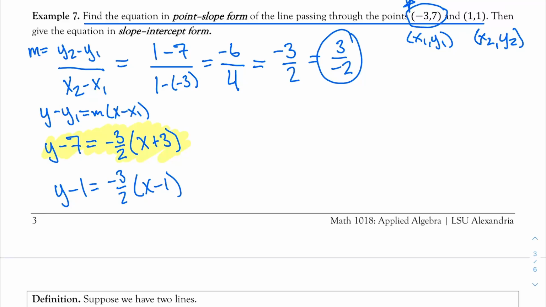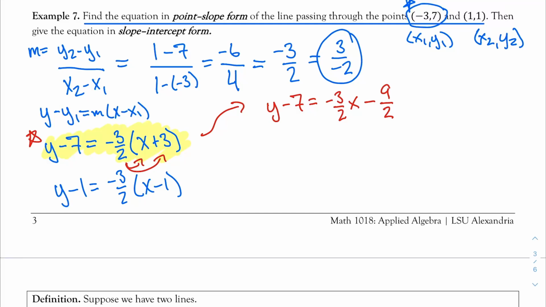Now, I want the same equation in slope-intercept form. Recall what we did in the previous example. All I did was take my equation from earlier, clean it up, and solve for y. So if I clean this up, I get y minus 7 is equal to, after distributing negative 3 halves, negative 3 halves x minus 3 halves times 3, which becomes 9 over 2.